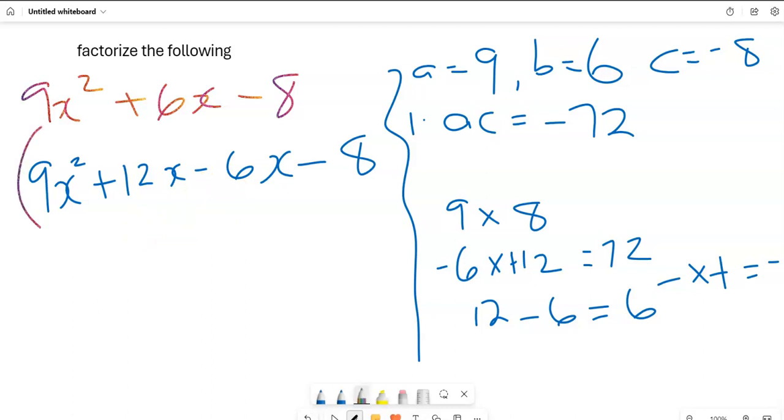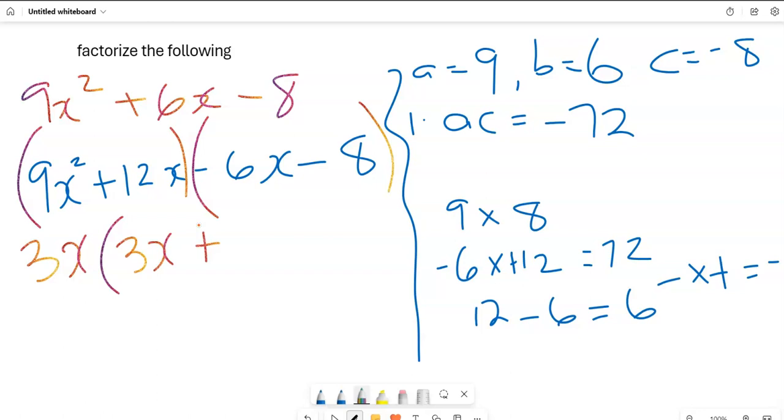factorize by grouping. Common factor, 3x. Divide each term by 3x. 3x into 9x squared, that is 3x. 3x into 12x, that is 4. Over here, common factor is negative 2. 2 into 6x, that's 3x, and 2 into 8, that is 4. A reminder that you're supposed to get the exact thing that's in the first bracket in the second bracket. So we got 3x plus 4 in the first bracket. We should get 3x plus 4 in the second bracket.